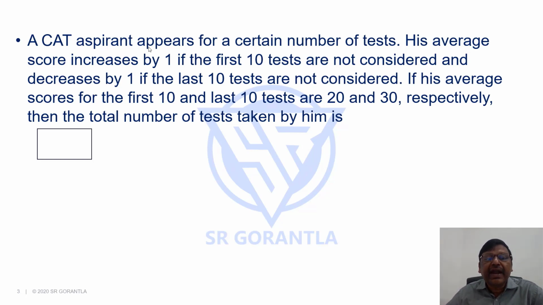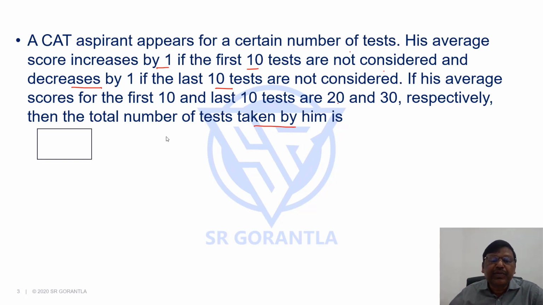A CAT aspirant appears for a certain number of tests. His average score increases by 1 if the first 10 tests are not considered, decreases by 1 if the last 10 tests are not considered. If his average score for the first 10 and last 10 tests are 20 and 30 respectively, then the total number of tests taken by him is?